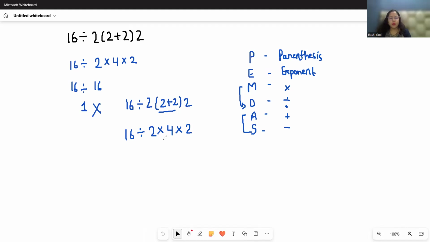We already said that both have the same priority. You can solve it from anywhere, but start from left to right. So from left to right, first is 16 divided by 2, which is 8, times, then what is left? 4 times 2. 8 times 4 is 32, times 2 is equal to 64.